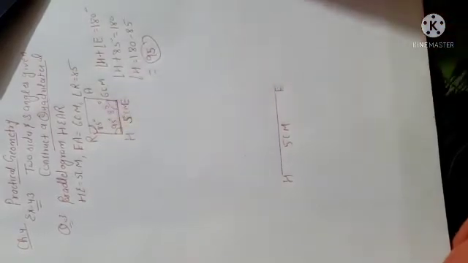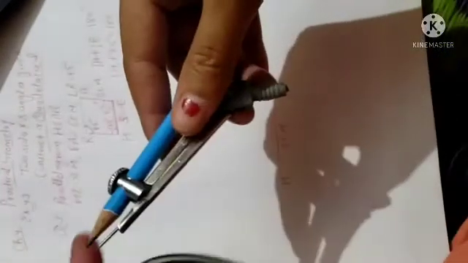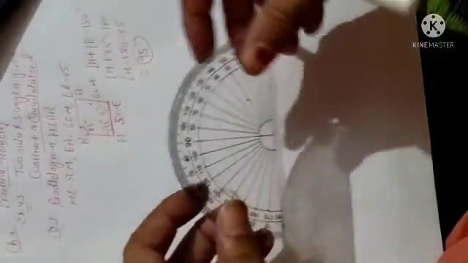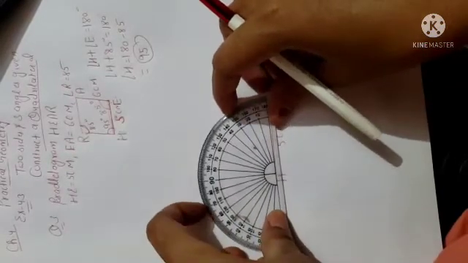Angle H is 95. So 95 is not a standard angle. Clear? All of you know this is not a standard angle, so you are not able to draw this angle with the help of compass. So what will you do? You will take the help of D and protractor, and with the help of protractor you will make this angle. Clear? So you have to draw a 95 degree angle at the point H.